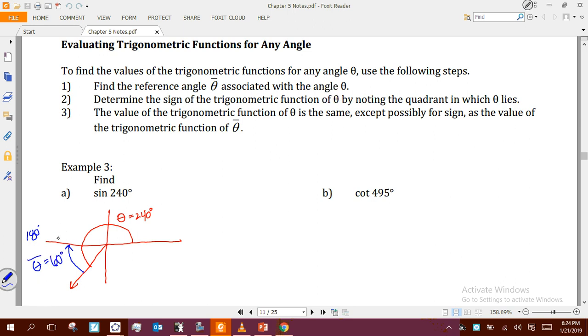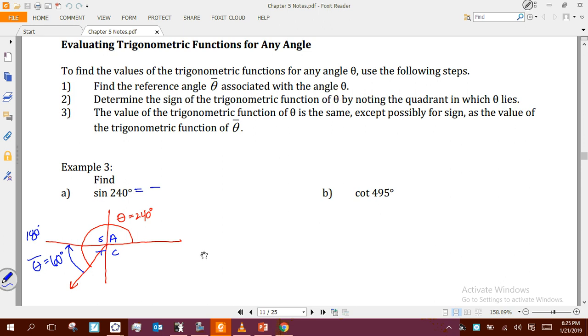Now, the argument is that everything that I know about a 60-degree angle is going to be the same for a 240-degree angle, except for the plus or minus aspect of it. So when they ask me the sine of 240, I know All Students Take Calculus tells me what trig functions are positive in those quadrants. Tangent is the only one that's positive in the third quadrant. So I know right now that my answer is going to be negative, because sine in the third quadrant is negative, based off this mnemonic device.